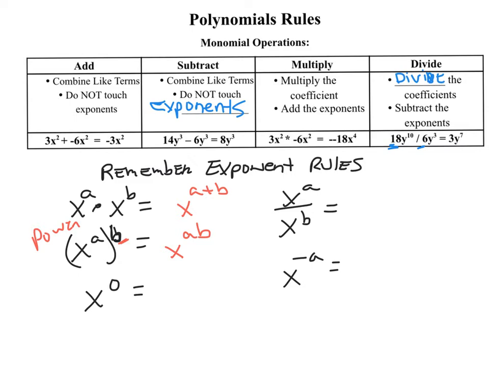Here's one. A lot of kids, even my older kids, forget what anything to the 0 power is. You need to know that it is 1. I don't care if it's a billion to the 0, negative 5, whatever.